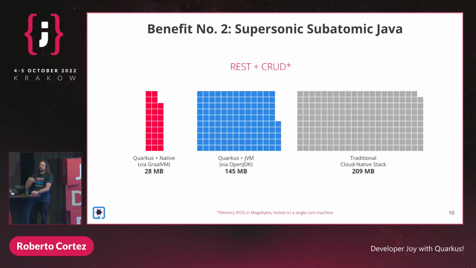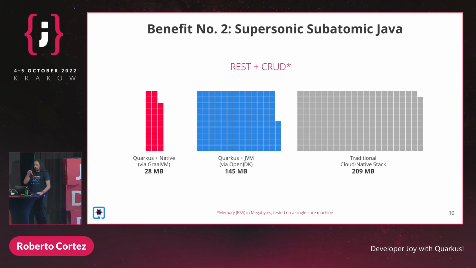And these other examples are just a REST plus the CRUD, so a REST endpoint and a database. So we still see an increase in memory. But again, if you compare it with the traditional cloud stack of Java, we're going to see less memory usage. And now it's 200 versus 145. And again, in native mode, you'll see about a tenth of the size, so 28 meg.